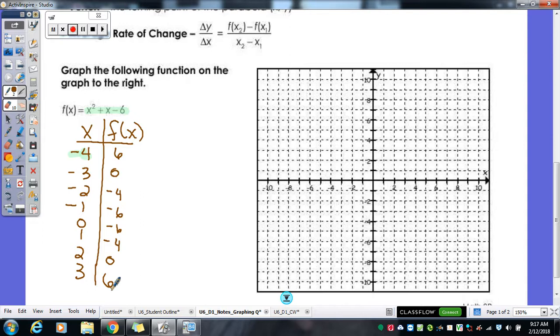So once you have your points written down in your table, go ahead and plot them. Do not connect them just yet. Just go ahead and plot them first.